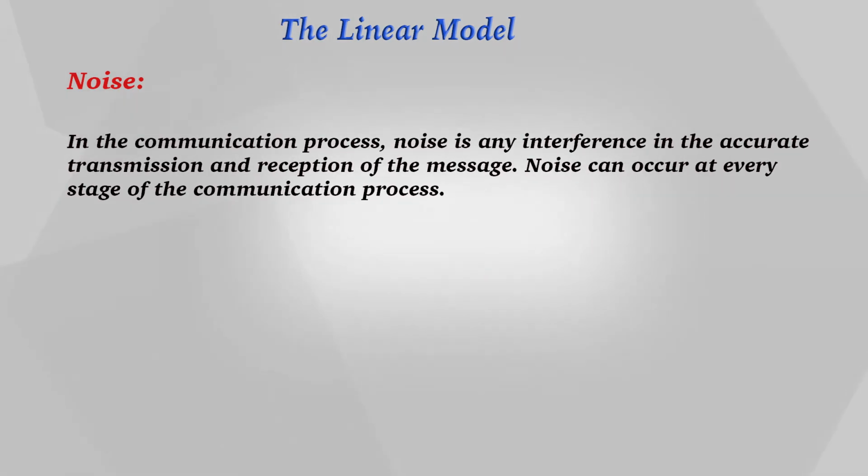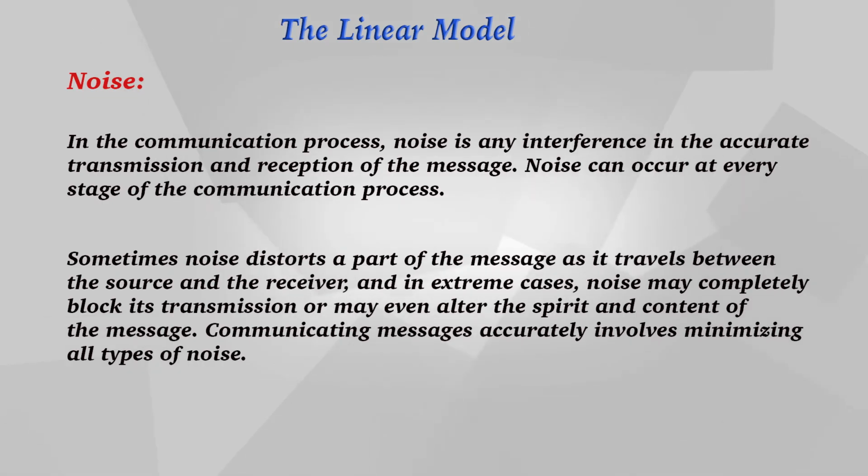Then the next element is noise. Now, in the communication process, noise is any interference in the accurate transmission and reception of the message. Noise can occur at every stage in the communication process. Sometimes noise distorts a part of the message as it travels between the source and the receiver, and in extreme cases, noise may completely block its transmission or even alter the spirit and content of the entire message. So communicating messages accurately involves minimizing all types of noise. Now, we need to understand what are the different kinds of noise or barriers to communication.